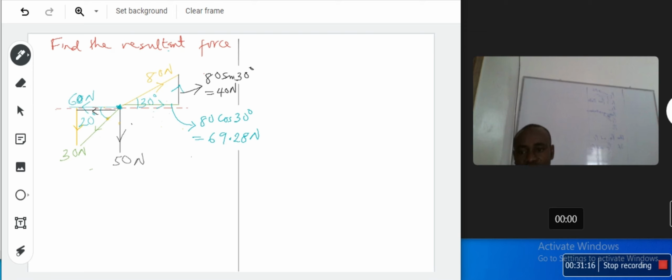What's the value of the yellow one? 20 sine 30. No, 30 sine 20, you're right. 30 sine 20. Thank you for the correction. 30 sine 20 is 10.26 Newton.